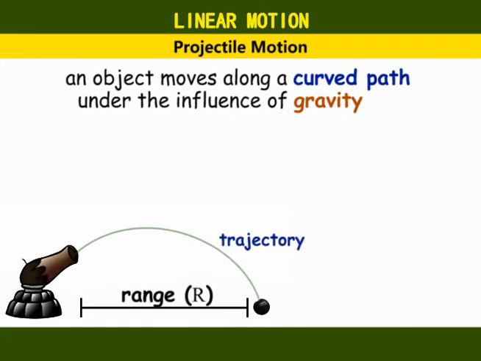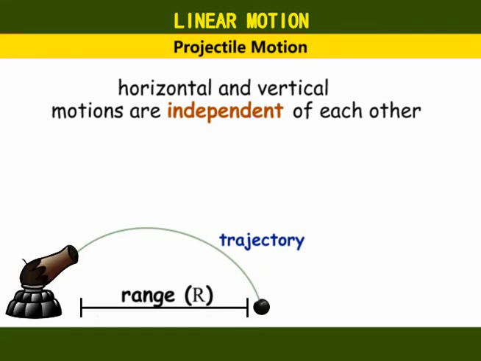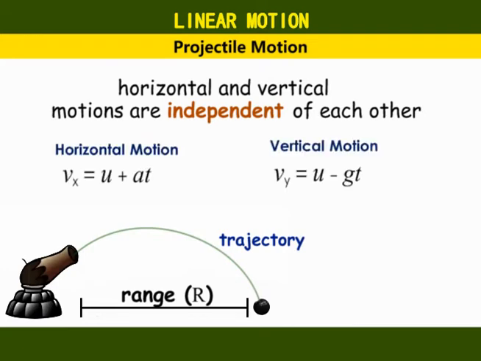Now, the important thing to understand about these kinds of examples is that the horizontal motion and the vertical motion of the cannonball are completely independent of one another. This means we can use separate equations to discuss the motion in each direction. One equation exclusively corresponds to the x-coordinates or the horizontal motion of the object, and another one exclusively corresponds to the y-coordinates or the vertical motion of the object.